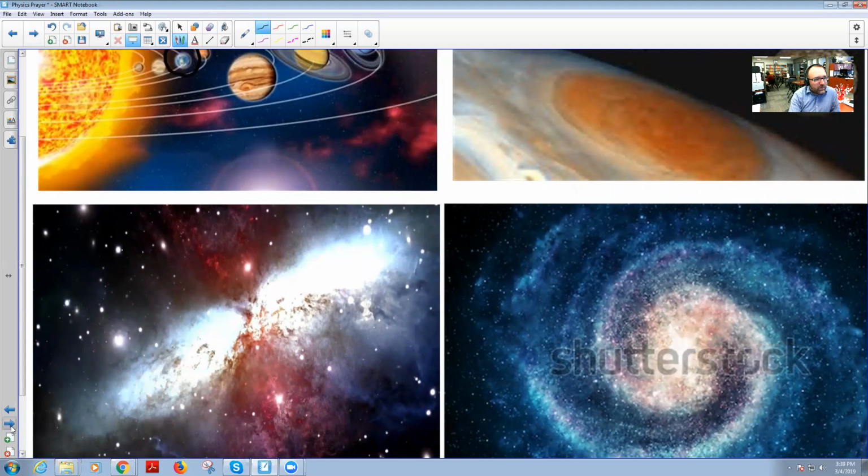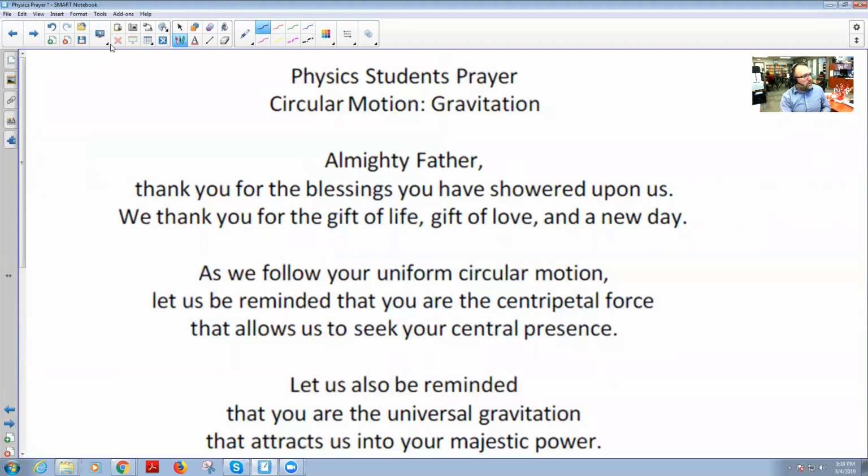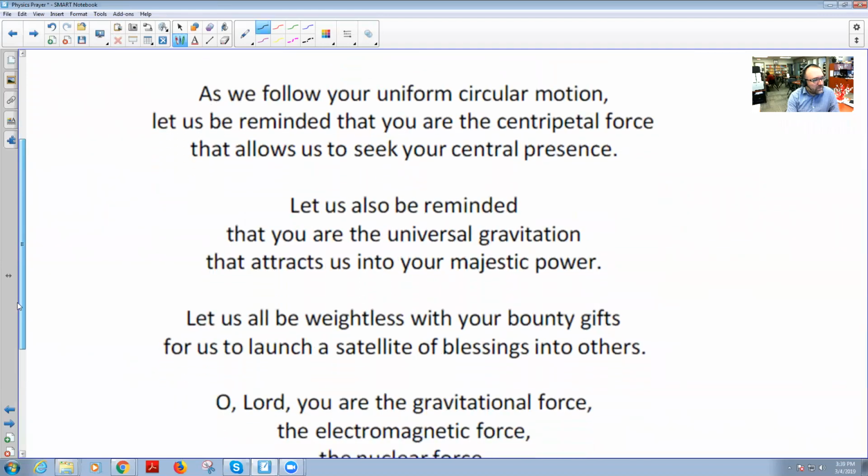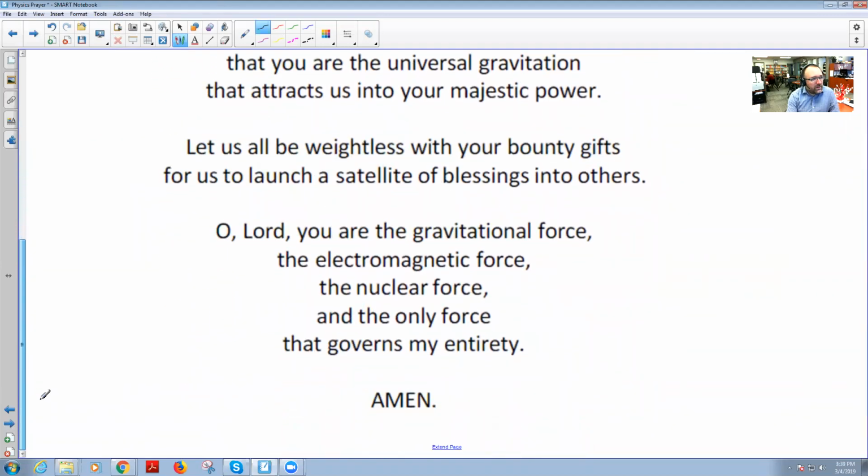Let's finish off here with a prayer. Let's put ourselves in the presence of the Lord. In the name of the Father, Son, Holy Spirit. Amen. Almighty Father, thank you for the blessings you have showered upon us. We thank you for the gift of life, gift of love in a new day. As we follow your uniform circular motion, let us remember that you are a centripetal force that allows us to seek your central presence. Let us also be reminded that you are the universal gravitation that attracts us into your majestic power. Let us all be weightless with your beauty gifts, so as to launch the satellite of blessings into others. O Lord, you are the gravitational force, the electromagnetic force, the nuclear force, and the only force that governs my eternity. Amen. In the name of the Father, Son, Holy Spirit.